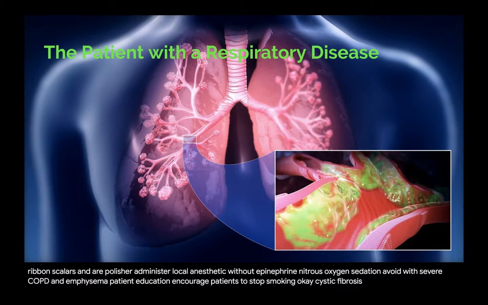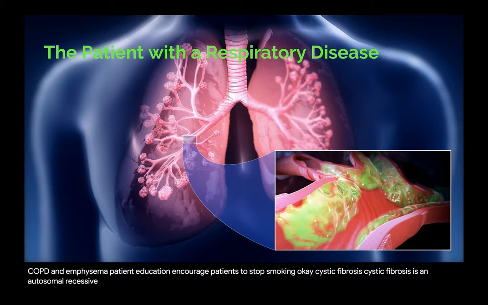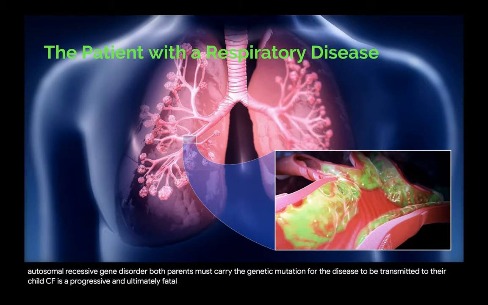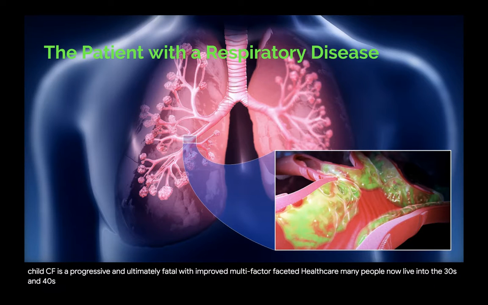Cystic fibrosis. Cystic fibrosis is an autosomal recessive gene disorder. Both parents must carry the genetic mutation for the disease to be transmitted to their child. CF is progressive and ultimately fatal. With improved multifaceted health care, many people now live into the 30s and 40s.